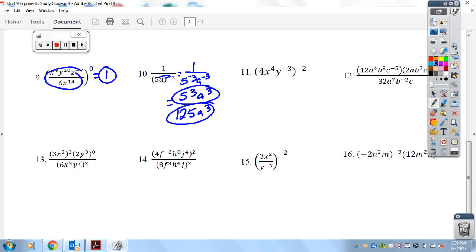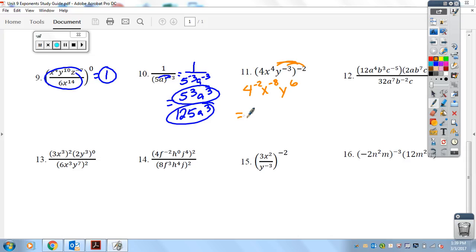Number 11, same idea. For lack of a better way, we'll quote-unquote distribute. So y, negative 3 times negative 2 is positive 6. X, 4 times negative 2 is negative 8. And don't forget the 4 gets a negative 2 also. Students often forget the negatives.